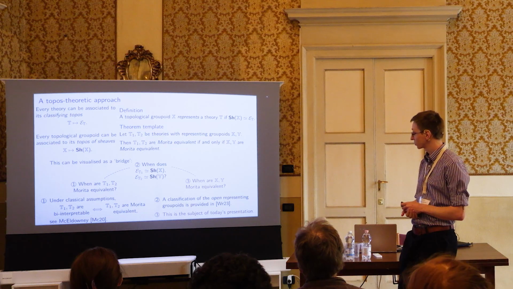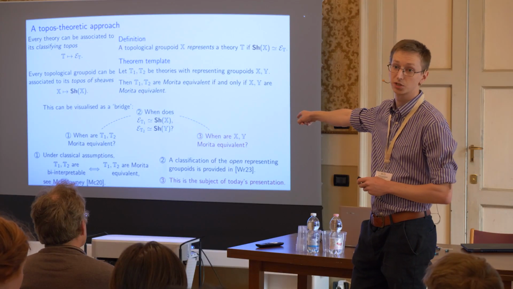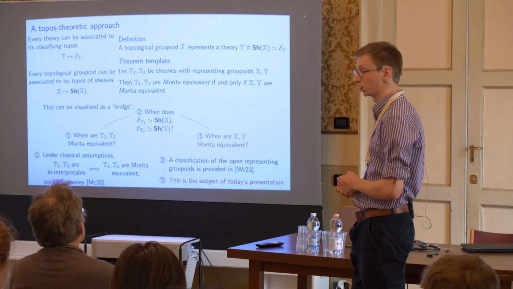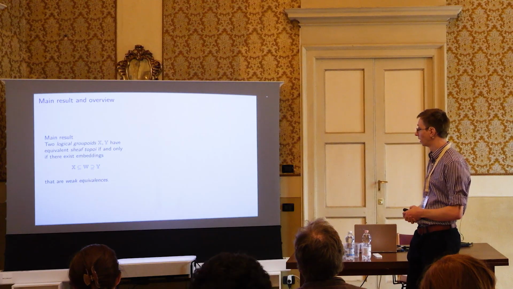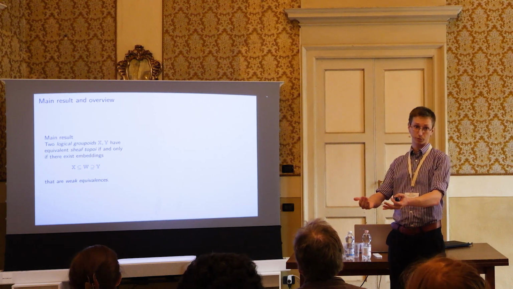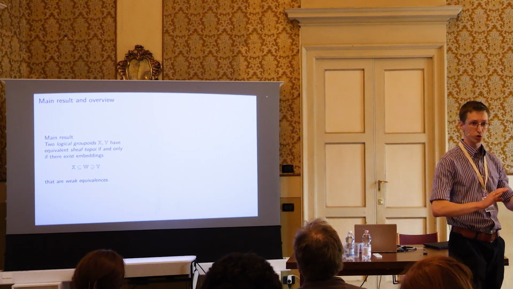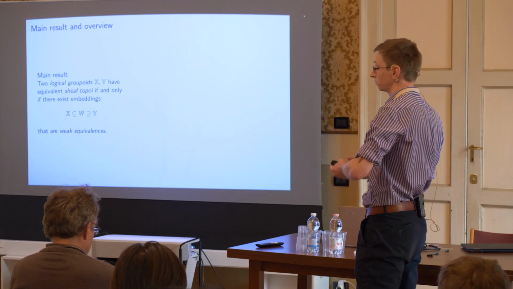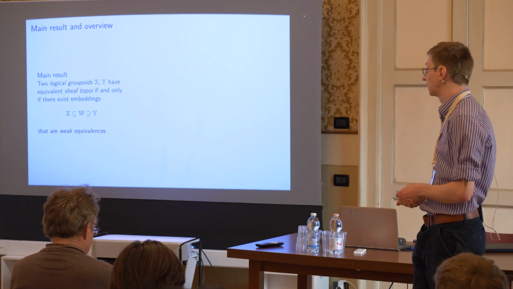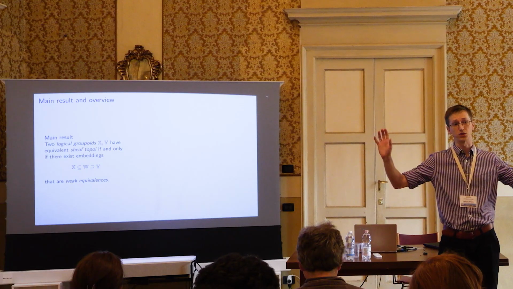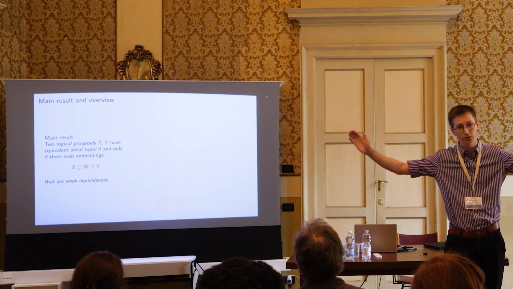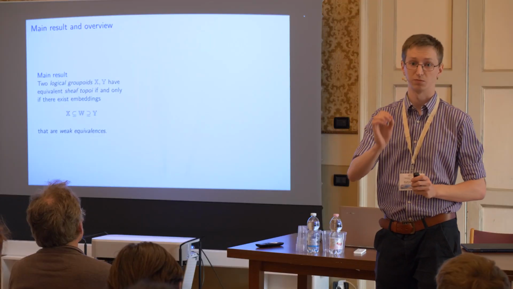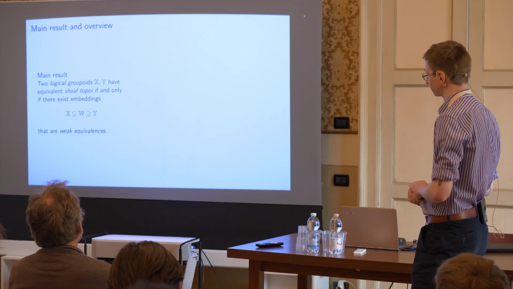Instead, today's presentation is going to be about the third component, about Morita equivalence of topological groupoids. So, let's see the theorem. Two logical groupoids, which are going to be topological groupoids satisfying some properties, have equivalent sheaf topoi, that is, they're Morita equivalent, if and only if there exist embeddings of these two logical groupoids, continuous embeddings, into a third logical groupoid, which is going to satisfy some very stringent properties.